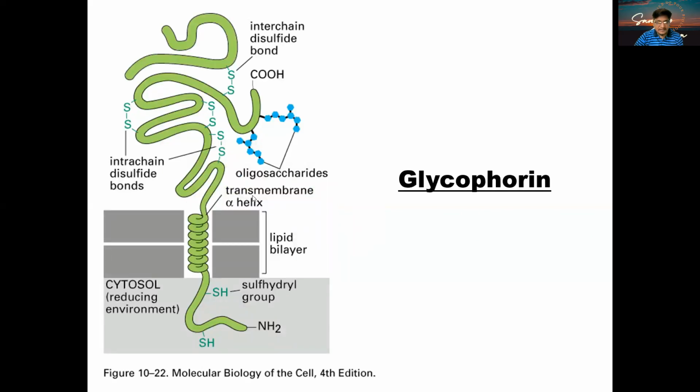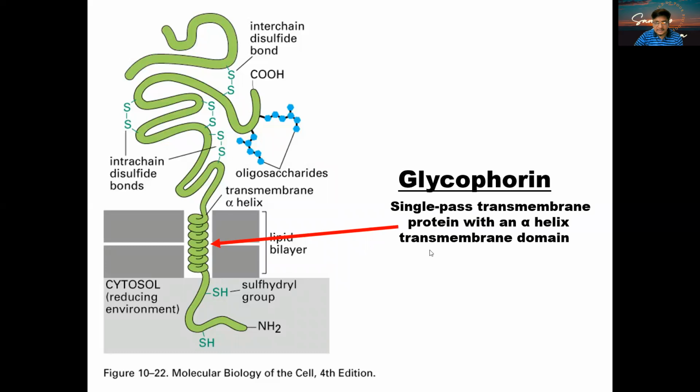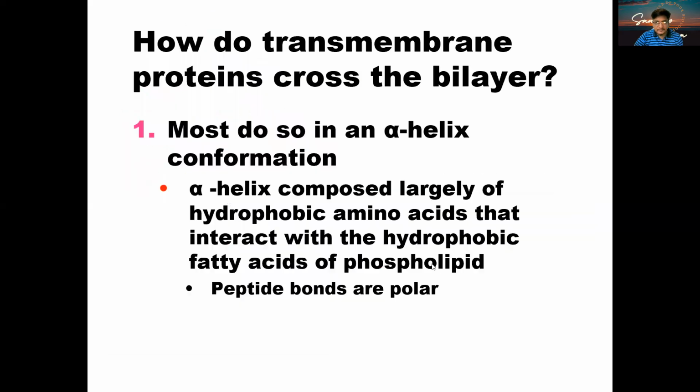Now, one example of this is glycophorin, which is shown over here. This is the cytosolic region and this is the exterior of the cell. And this is the alpha helical region, which is present in the lipid bilayer region. And if you see, this is a single pass protein because it crosses the membrane only once.